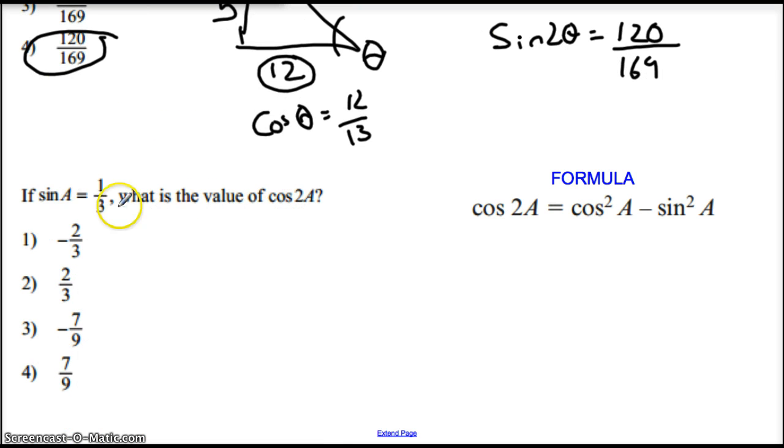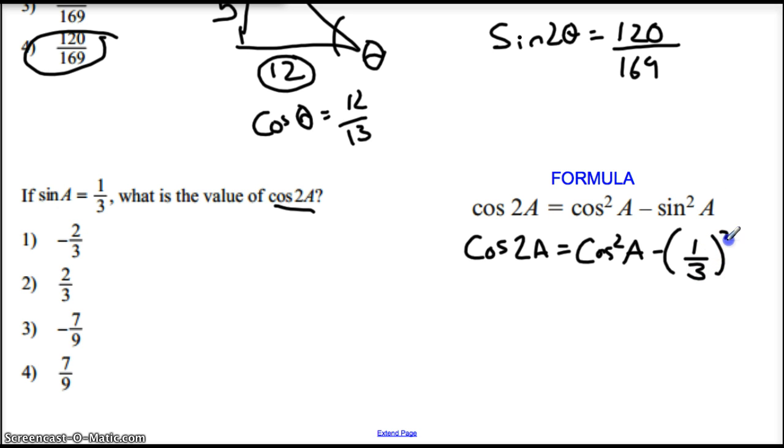Let's look at this one. If we know the sine of A is 1/3, what's the cosine of 2A? Well, if I want to find the cosine of 2A, all I need to do is square the cosine of A. Do I know what that is? Not yet, but I can in a second. Minus sine squared A. And since I know sine A is 1/3, I could just plug that in.